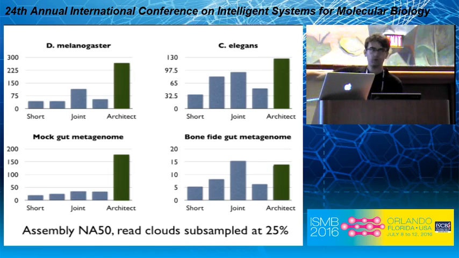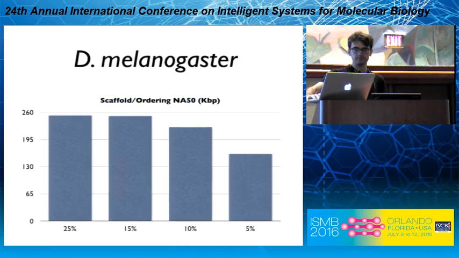Now, it's interesting to note that for the two metagenomic data sets, the performance is slightly different. So on the gut metagenome, we're not able to actually do substantially better than the joint assembly, but we are able to do that on the mock assembly. And I'll come back to that in a second.